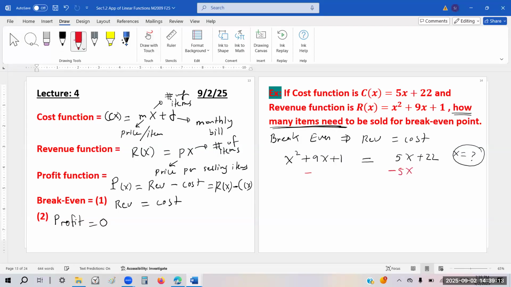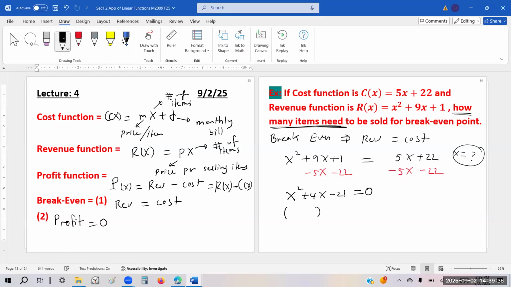Subtract 5x. Also subtract 22. So we get x squared plus 4x minus 21 equals 0. 1 and 22 gives you 21.